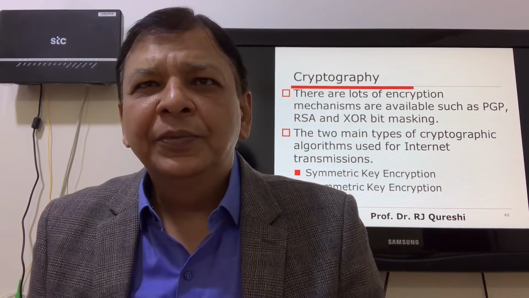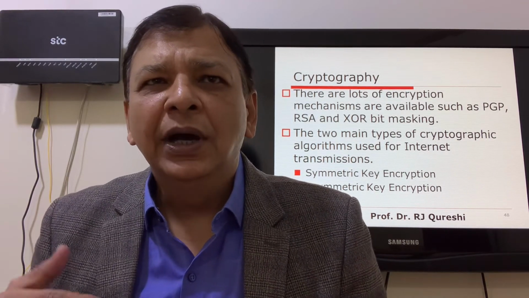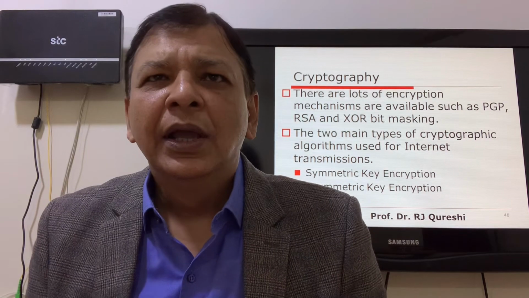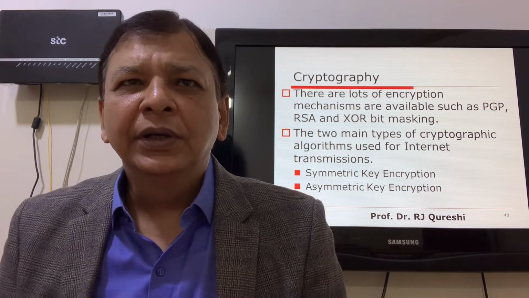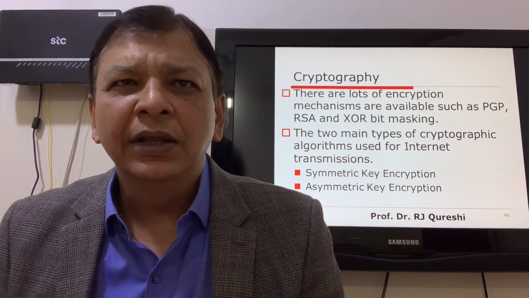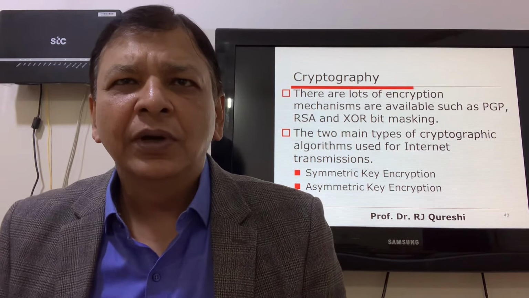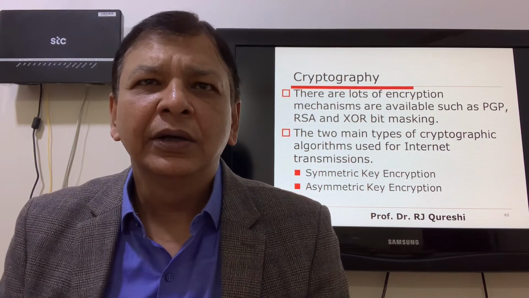There are a lot of encryption techniques available, like Pretty Good Privacy, PGP, RSA, Rivest Shamir Adleman, and XOR, the exclusive OR bit masking algorithm. We also have the AND gate, OR gate, and exclusive OR gate.